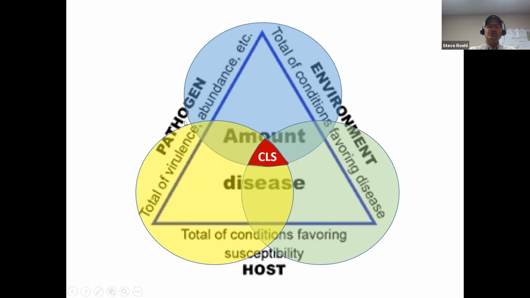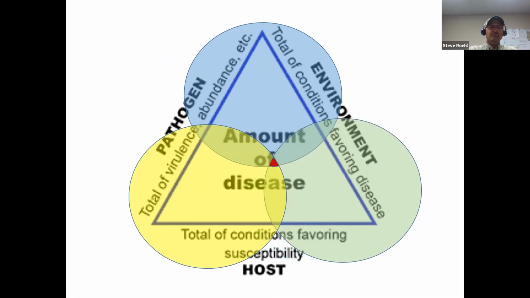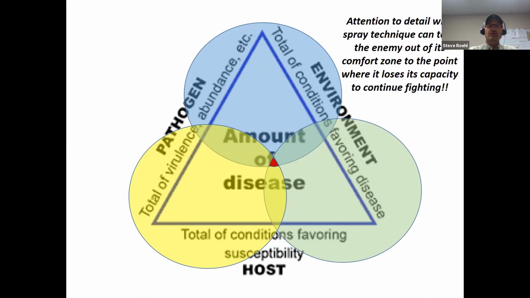And it really doesn't take a lot of major shifts to do that. If we can do just a little bit to take that pathogen out of its comfort zone, we can go a long ways towards reducing the overall potential of the disease to get a foothold in our field. Remember that attention to detail with your spray technique and your environment and all of your spray equipment can take the disease out of its comfort zone and make it lose its will to continue fighting by maximizing shock and awe.